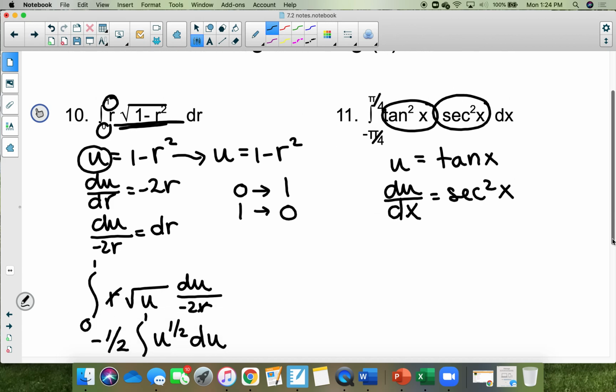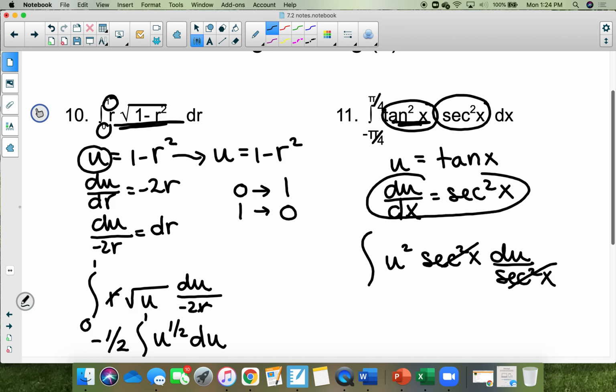Okay, I'm going to change it now. I'm going to change my tangent squared x to u squared. I'm going to leave my secant squared x. And dx is the same thing as du divided by secant squared x. Come over here, I didn't finish this. It's du divided by secant squared x equals dx. So you're really integrating u to the second du.